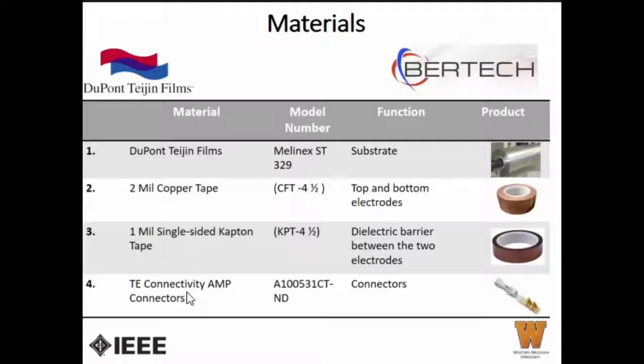In order to fabricate these devices, the materials that we use: we start with the substrate, which is PET from DuPont film with a thickness of 50 micrometer, and we use 2 mil copper tape, a thickness of 2 mil or 50 micrometer, with a width of 4.5 inches. We use 1 mil single-sided Kapton tape as a dielectric and also as a passivation layer, and we use crimp connectors for electrical connectivity.